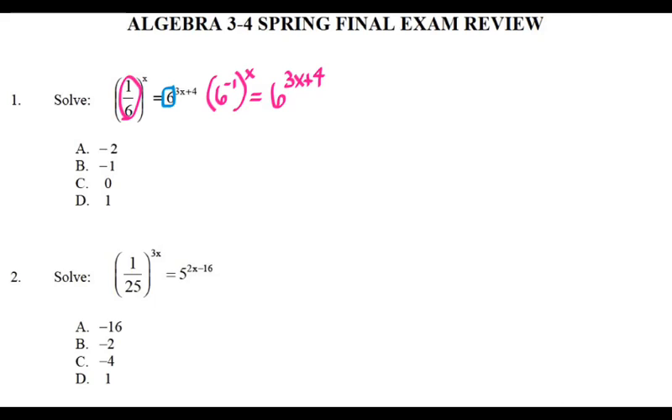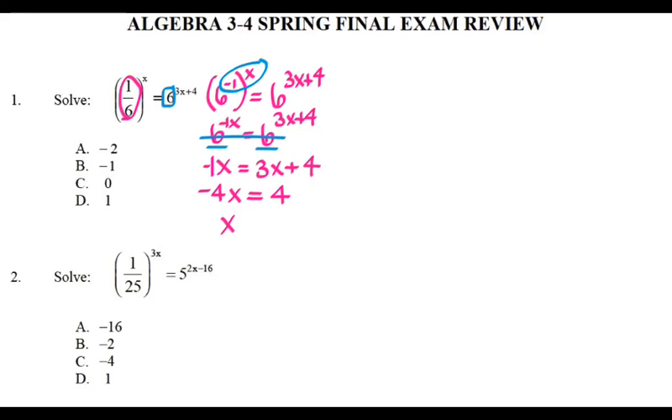Now I'm raising a power to a power right here, the negative 1 and the x, so I can go ahead and multiply those. So that's going to give you 6 to the negative x, negative 1x, equals 6 to the 3x plus 4. Now if you notice your bases are the same, you have the 6 and the 6, so you can go ahead and drop your bases. So that gives you negative x equals 3x plus 4. I can subtract 3x from both sides. That gives me negative 4x equals 4. So x equals negative 1. So the correct answer for that is B.